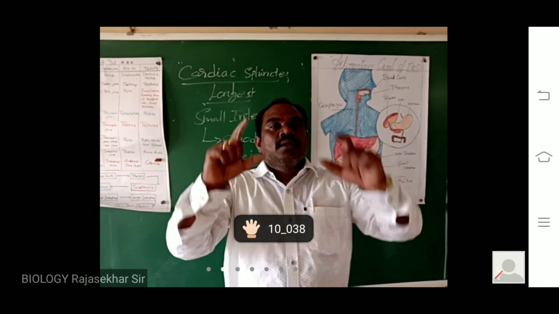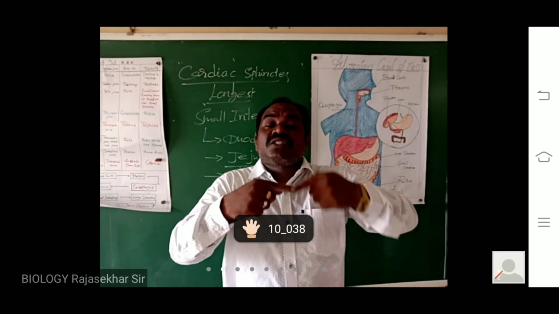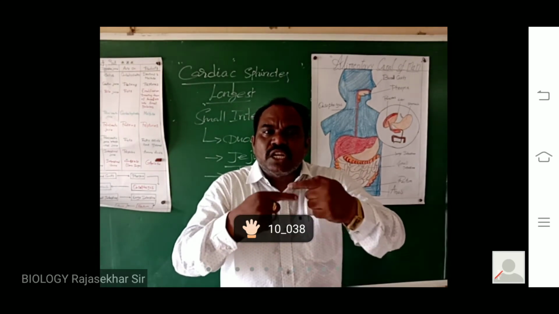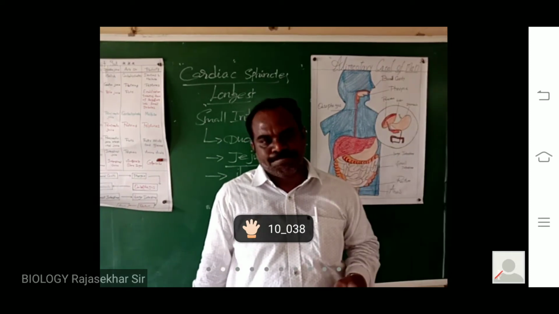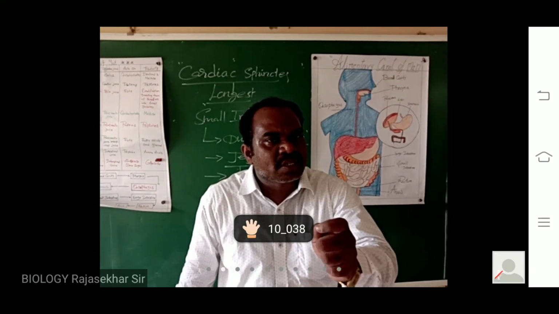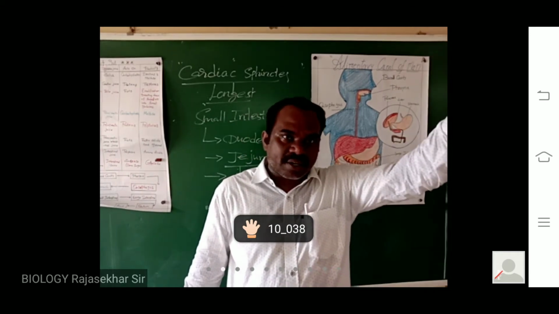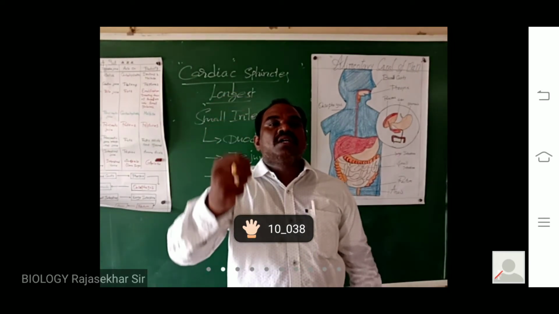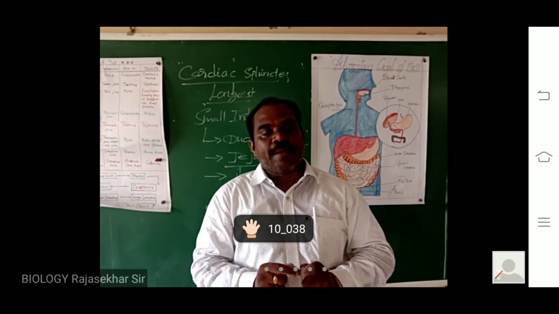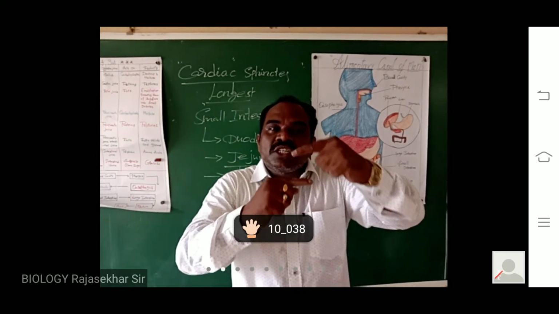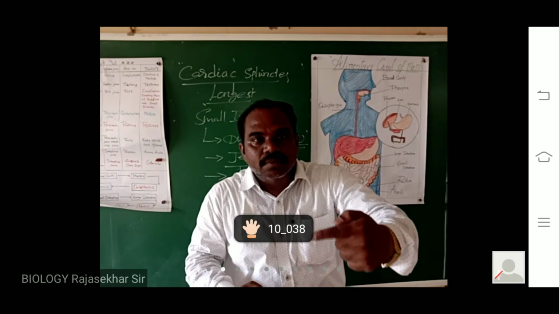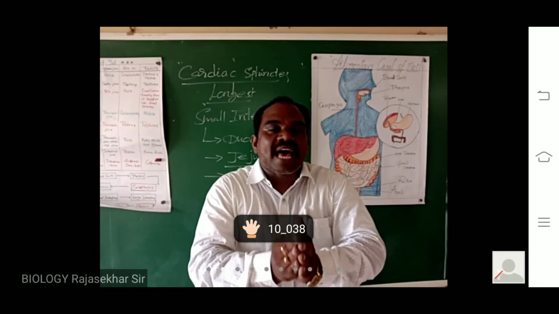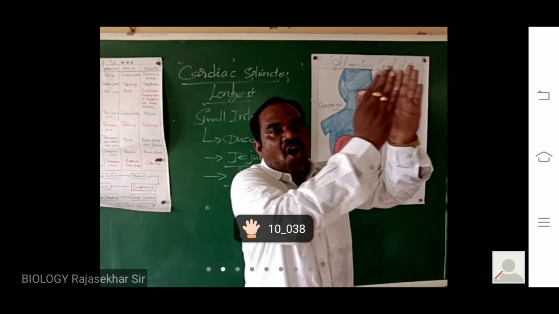Why, sir? Because cellulose material is present in the plant body. The digestion of cellulose takes more time in herbivorous animals. The size of the small intestine is larger when compared to carnivorous animals. Why? Because cellulose is present in the plant body. Cellulose digestion takes more time. That's why in herbivorous animals, the size of the small intestine is larger.